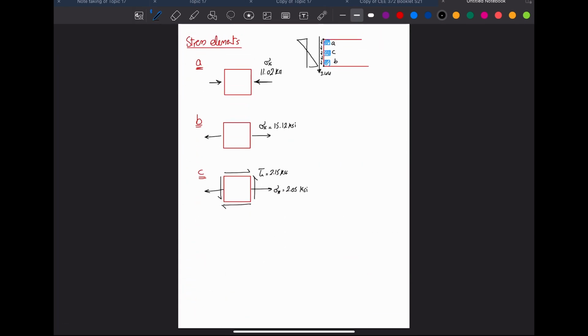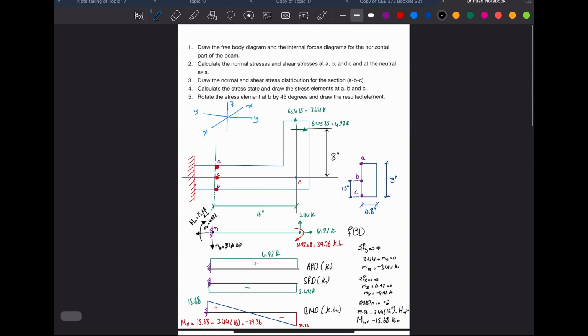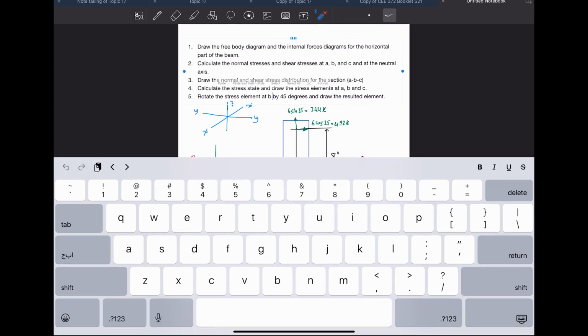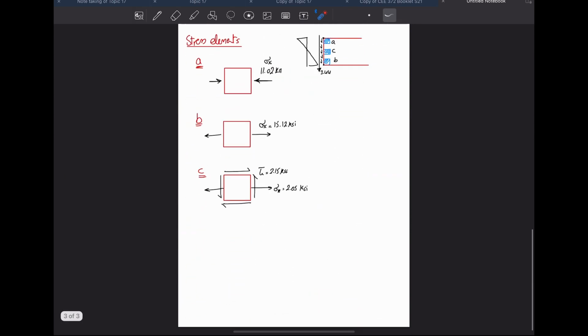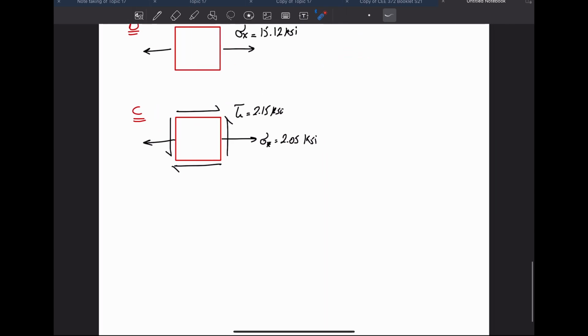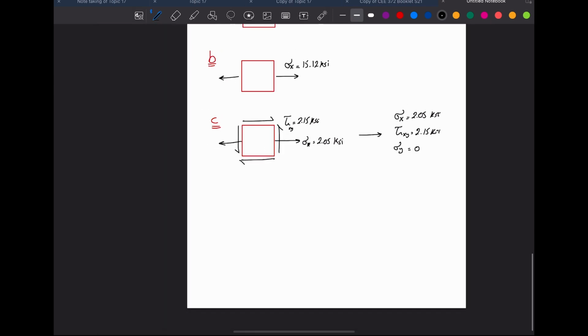Lastly, I want to rotate. I said in the question here, rotate the stress element at B by 45 degrees, but it's not B, it should be C. So I'm going to update this, it should be C. So at C, I want to rotate it by 45 degrees. Let me write the stresses at C. Stress at X is equal to 2.05 KSI. Shear stress XY is equal to positive 2.15 KSI. Stress in Y is equal to 0.